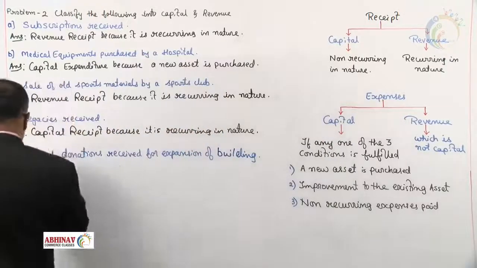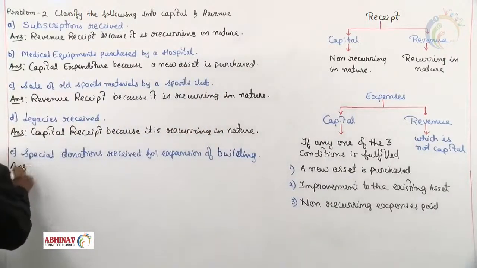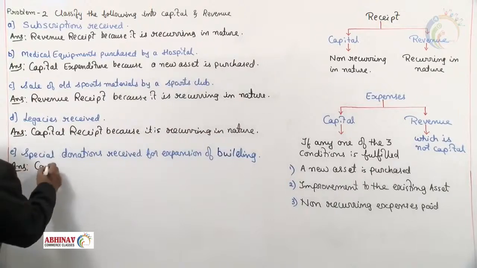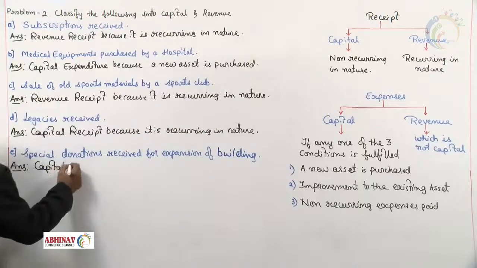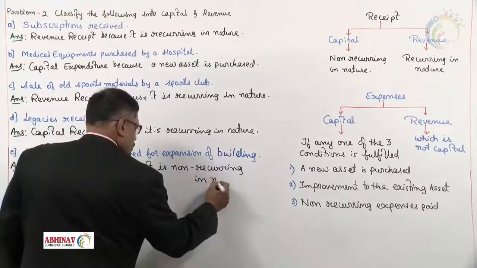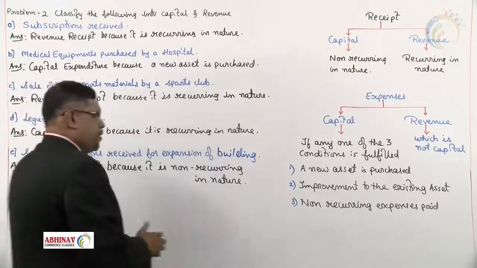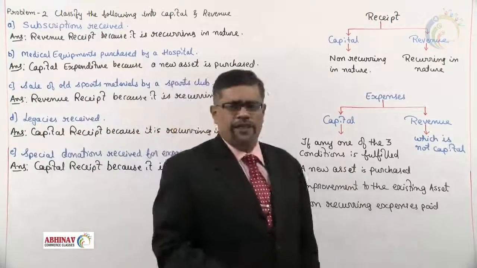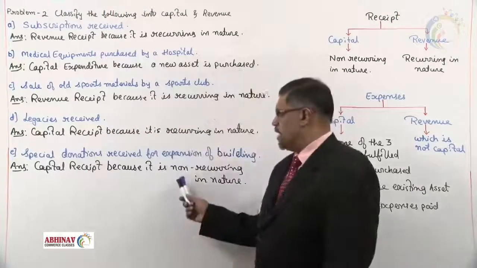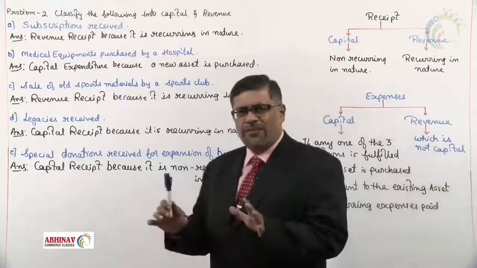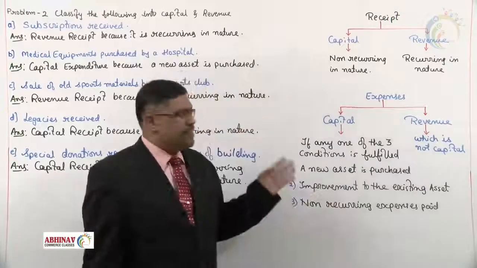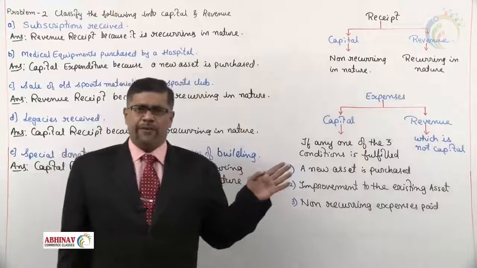Let's see the answer. Special donations are non-recurring in nature. That is why we call it a capital receipt. This is just a brief explanation regarding these receipts and expenses, capital and revenue.